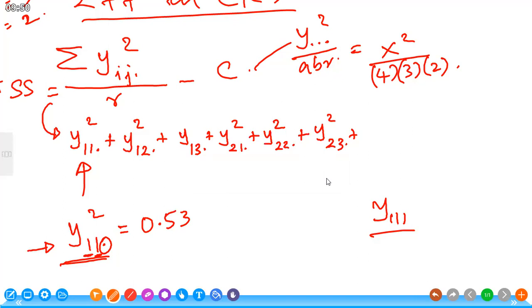Is that correct? Yes, sir. Now you see, when you see the dot here, we are adding across the replicate. So square it. So this is the answer for the first one. Let me ask for the second one. Anyone?